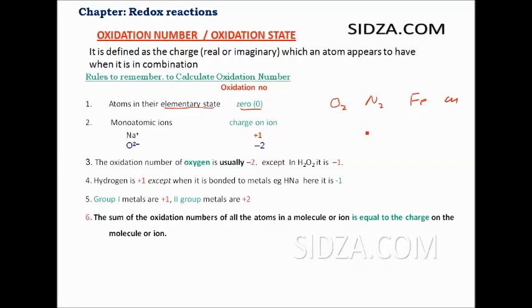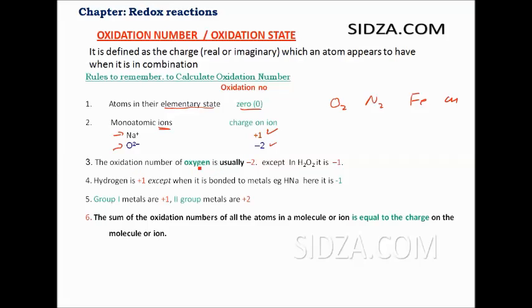And if you have a monoatomic ion, an ion which is formed from only one atom, the charge on the ion will be the oxidation state. Like the sodium ion, its oxidation number is +1, O2- oxidation number is -2. So the charge on the ion is equal to its oxidation state.